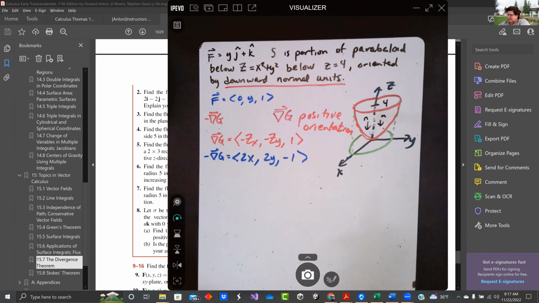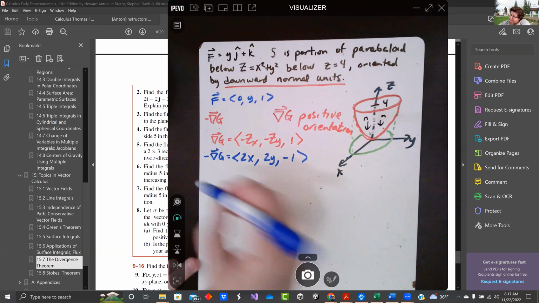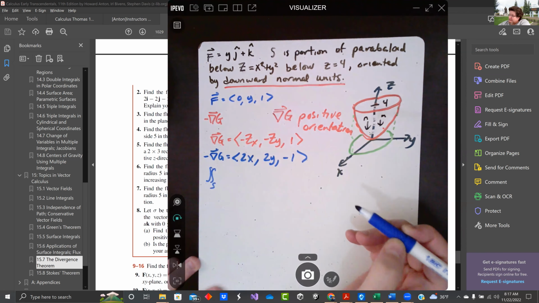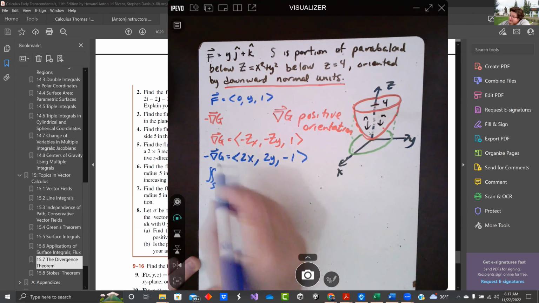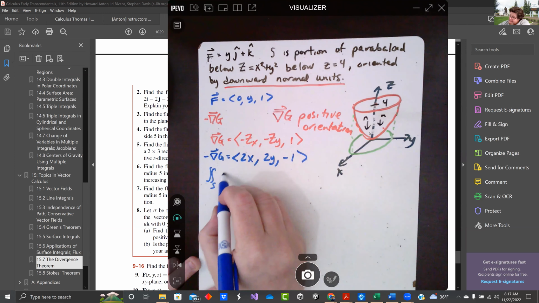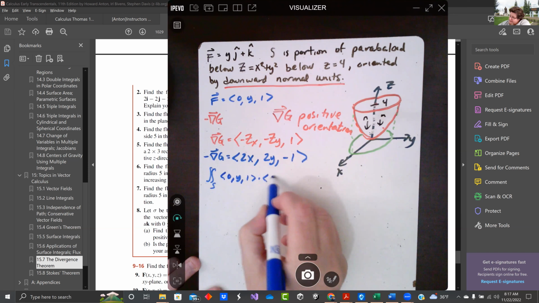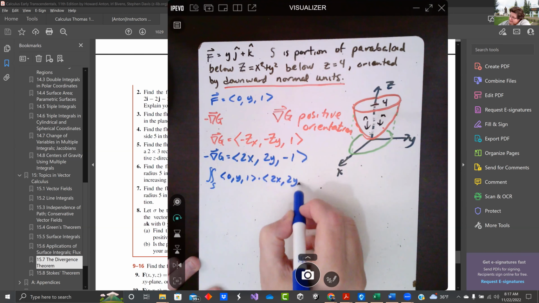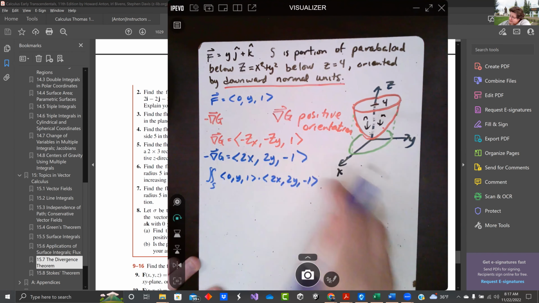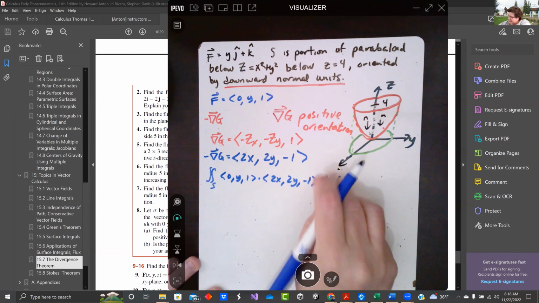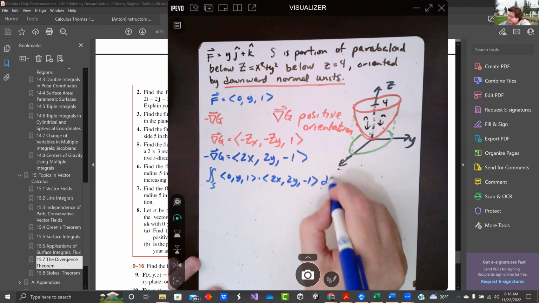So we're dotting F with our normal vector. We're going to have a dA at the end because we're doing del G or grad G. We are dotting 0, Y, and 1 with 2X, 2Y, and negative 1. I'll just put dA because I don't know what order we want to do it in yet.